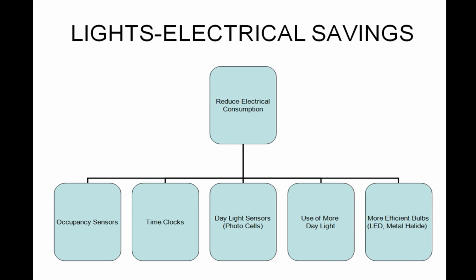Using timers to reduce the time that a light is on so that it's on only during the dark hours. Photocells are basically a device that triggers a light to turn on when it does not have sunlight hitting it. All right, so basically once things get dark, photocells go on. That's what a lot of roadway lighting uses to go on and off. All right, the use of more daylight.